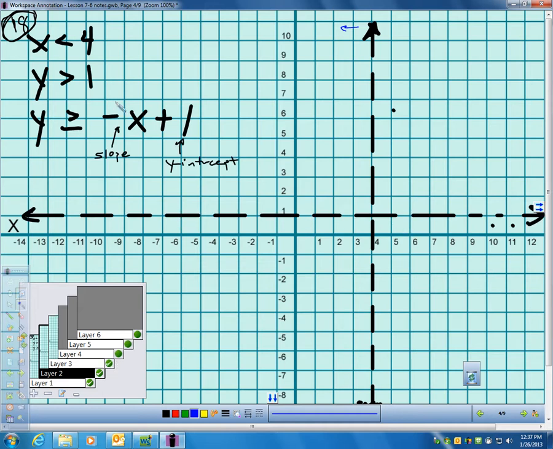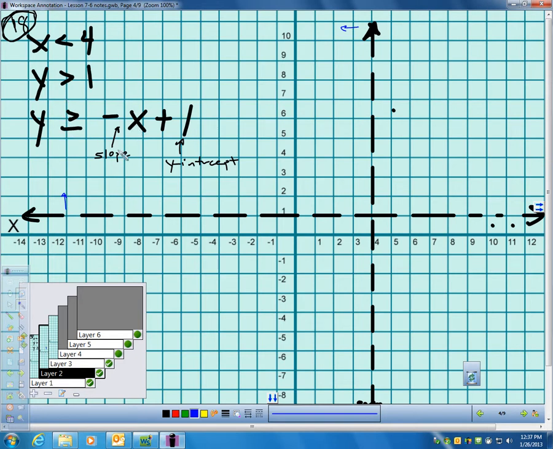And let me see, if I plug in 0, 0 greater than 1, that's false. So I want to shade above. I want to shade on the other side of the boundary. So for this line, I should be shading above. And then I have one more line here to do.